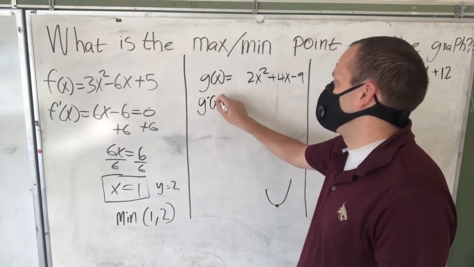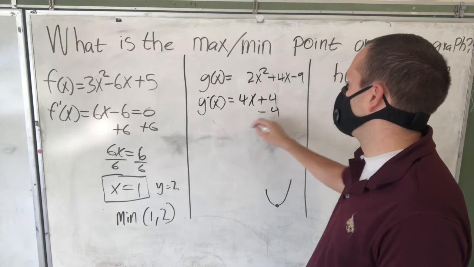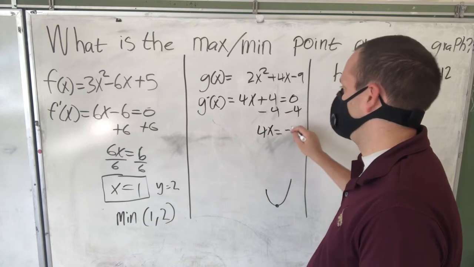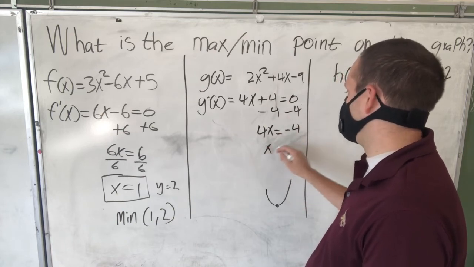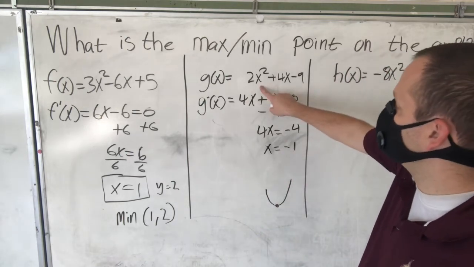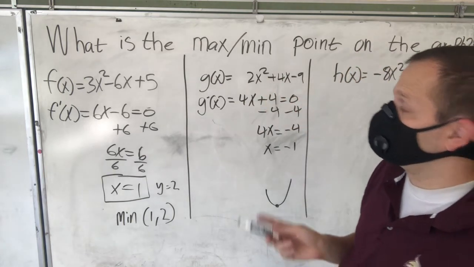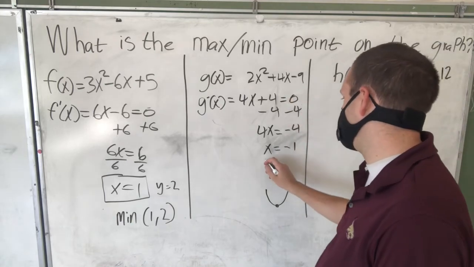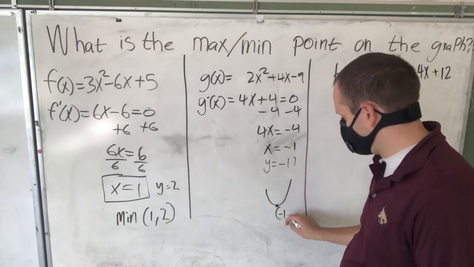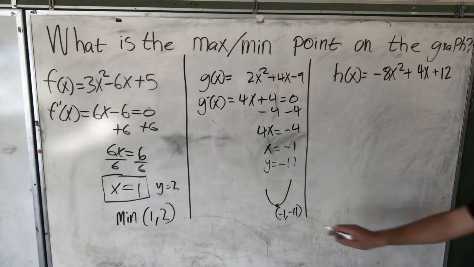g prime of x is 4x plus 4. Subtract 4 from both sides, if that equals 0, it gives me 4x equals negative 4. Divide by 4, x is negative 1. So I'm going to take that negative 1 and plug it into here. It's going to give me 2 minus 4, so 2 minus 4 is negative 2. Negative 2 minus 9 is negative 11. So the low value on this graph is (negative 1, negative 11). That's my min value.